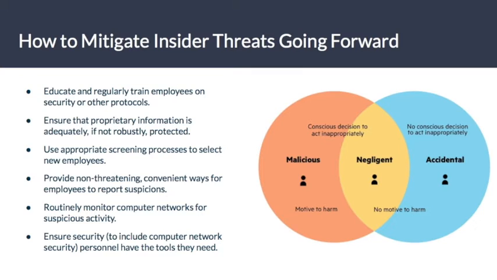Some of the mitigation strategies that were inspired by the National Insider Threat Policy and are provided by the Office of the Director of National Intelligence include educating and regularly training employees on security or other protocols, ensuring that proprietary information is adequately, if not robustly, protected, using appropriate screening processes to select new employees, providing non-threatening, convenient ways for employees to report suspicions, routinely monitoring computer networks for suspicious activities, and ensuring security, to include computer network security personnel, have the tools that they need.